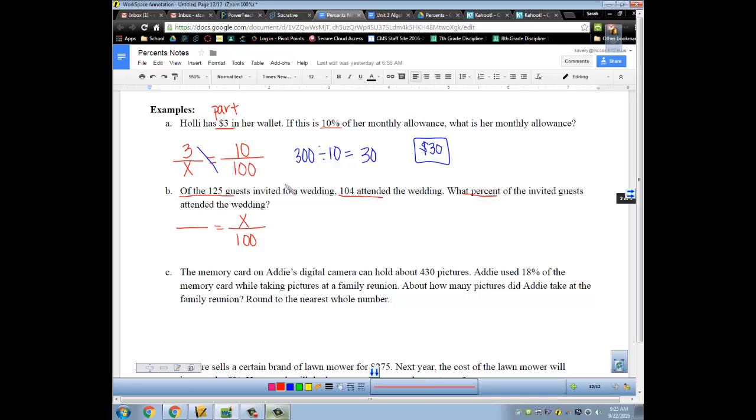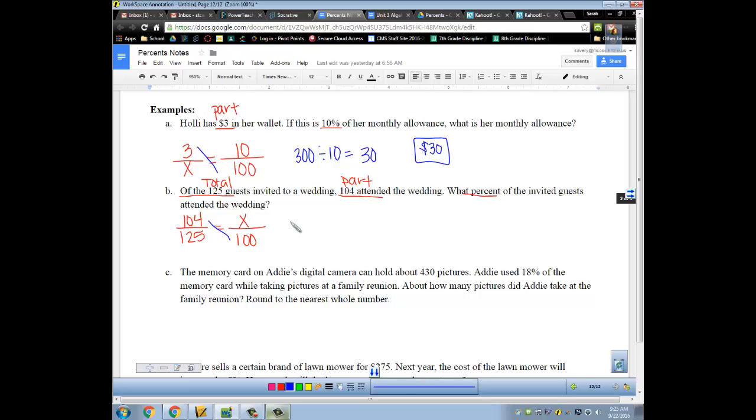So we need to figure out which number is the total and which number is just part of the total. First of all, I said "of," so that was my first clue. And then this number is bigger, so I know 125 is the total guests invited. 104 is just part of the total. So I'm going to put 104 on top, 125 on the bottom.